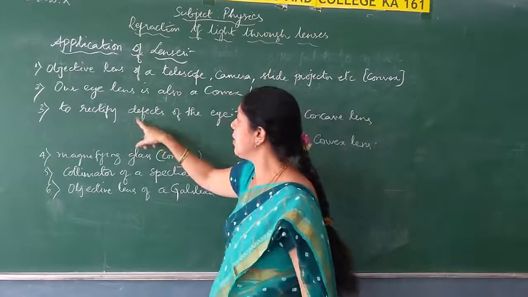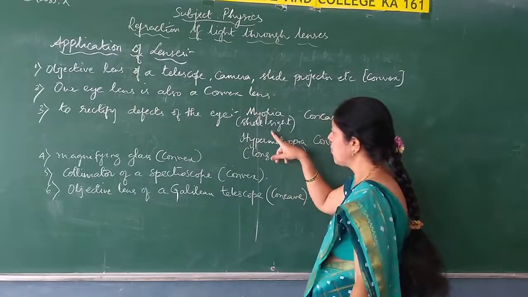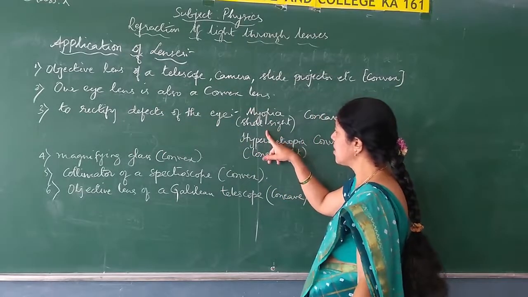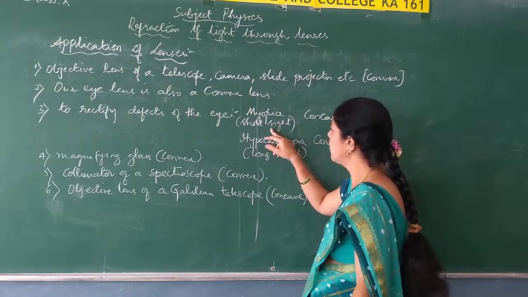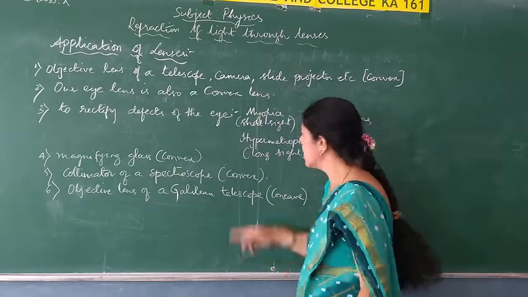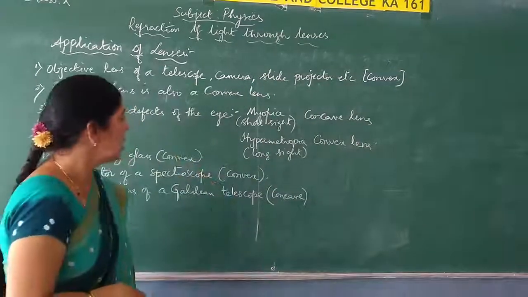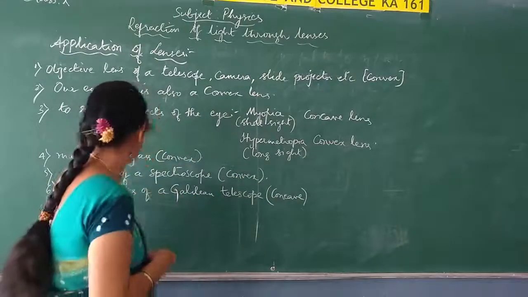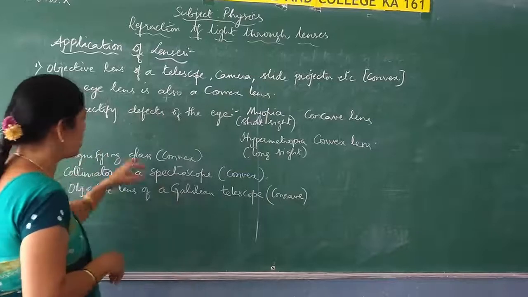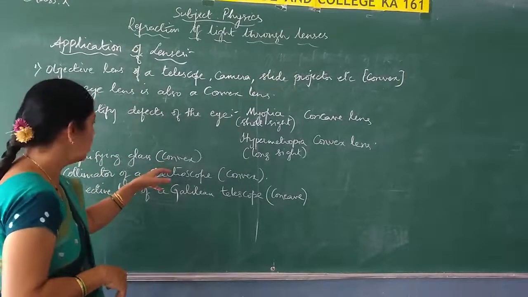Then, to rectify defects of the eye, we are using lenses. Suppose if a person is suffering from short sight or myopia, then that defect can be rectified by using a concave lens. And if the person is having hypermetropia or long sight, then the defect can be rectified by using a convex lens. Okay. Next, it is used as a magnifying glass. We are using convex lens as a magnifying glass.